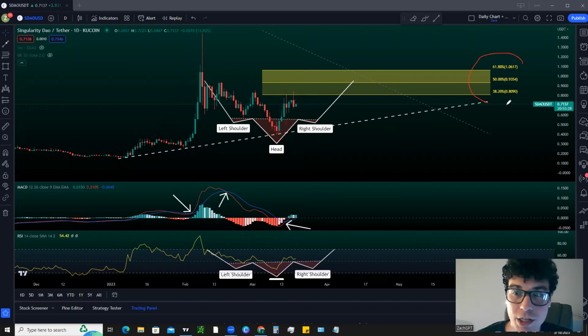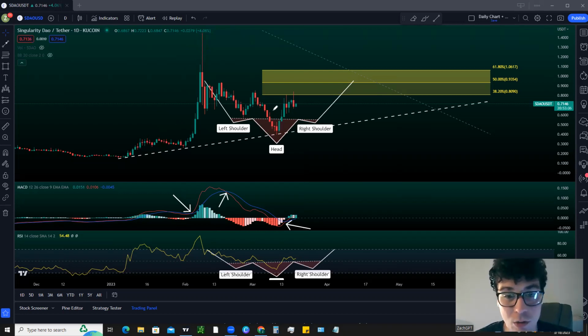Now, these are going to be our major resistance levels up above at 0.8090, 0.9354, and 1.0617. These are the three levels that we need to break through in order to get some type of a reversal back to the upside and have any chance of taking out our previous highs up here right around the 1.3 to 1.4 region.